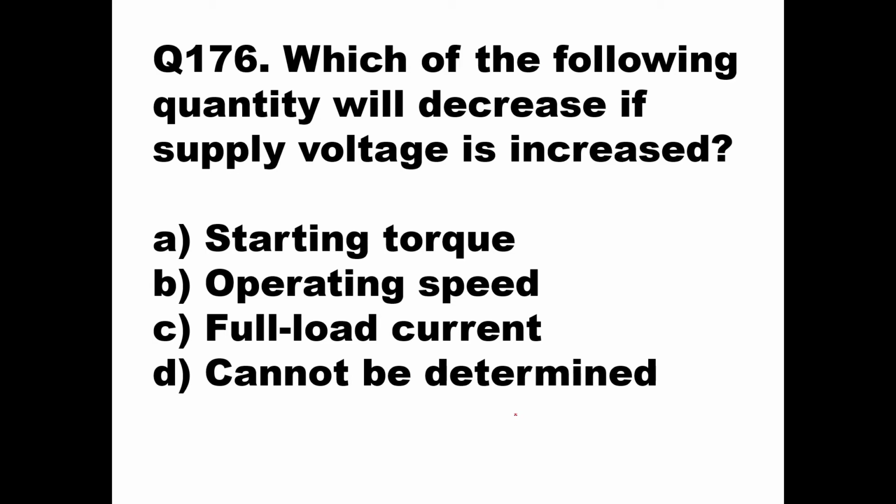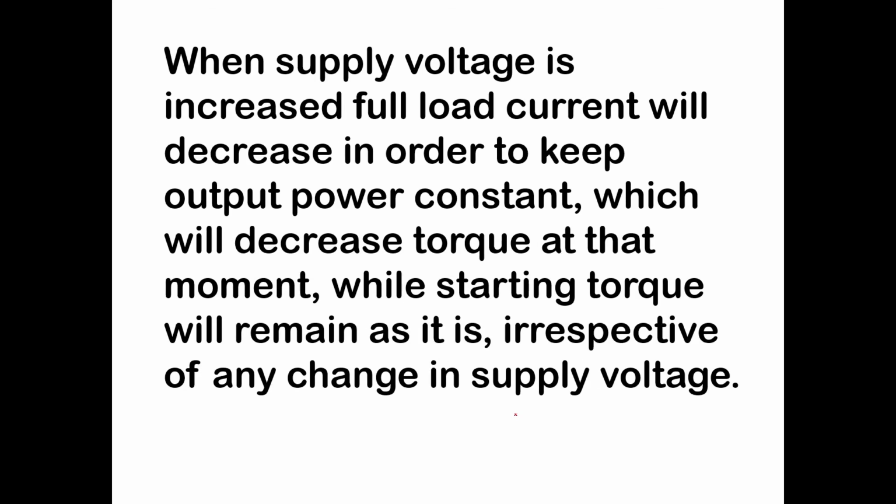So if supply voltage increases, then the quantity which will decrease is full load current. Because if supply voltage increases, the full load current has to come down because the power has to be maintained constant. So here option C will be the right answer. For that you can have an explanation. When supply voltage is increased, full load current will decrease in order to keep output power constant.